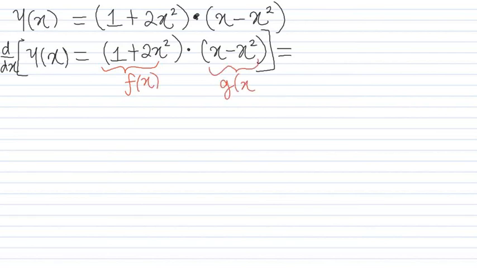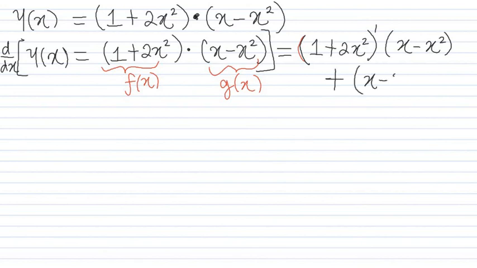So basically what you're trying to say is that we're going to do the differentiation of one and then leave the other, put that in bracket, plus differentiation of the second one and then leave the first, and then just add them together, and that's your answer. But that's the quick way. But then let me explain it. So now let me use black. So that would be 1 plus 2x squared prime multiplied by x minus x squared plus x minus x squared prime multiplied by 1 plus 2x squared.